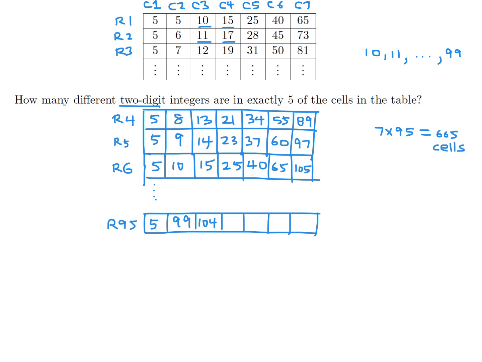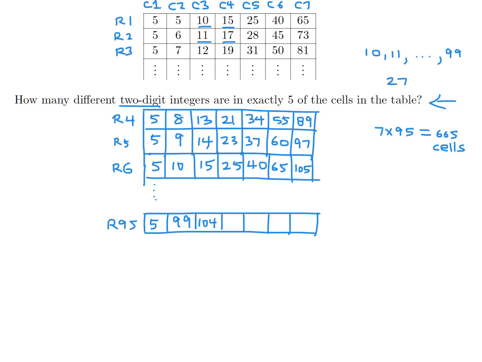So for example, let's just make something up. Let's say the number 27 appeared in 5 cells. That would be a number that we are interested in. That's basically what that sentence is asking. So we have to figure out how many times each number appears, and then look at the ones that appeared 5 times. Okay, so here we go. How are we going to do that?